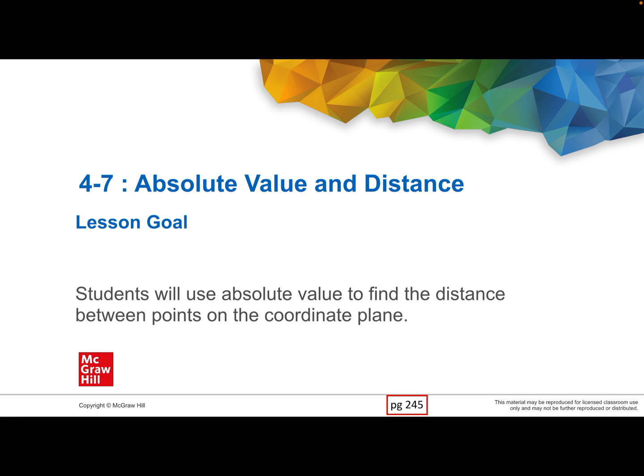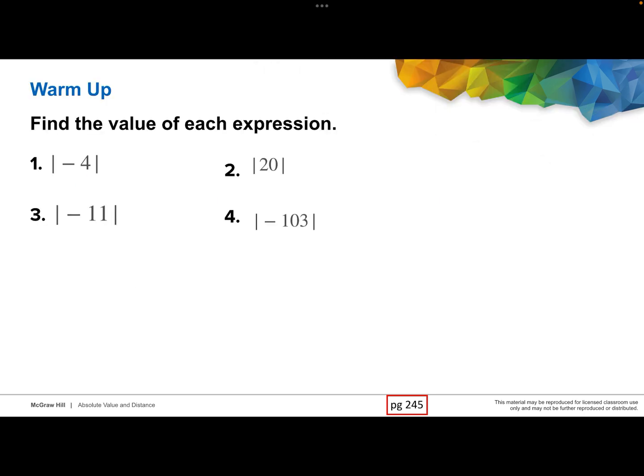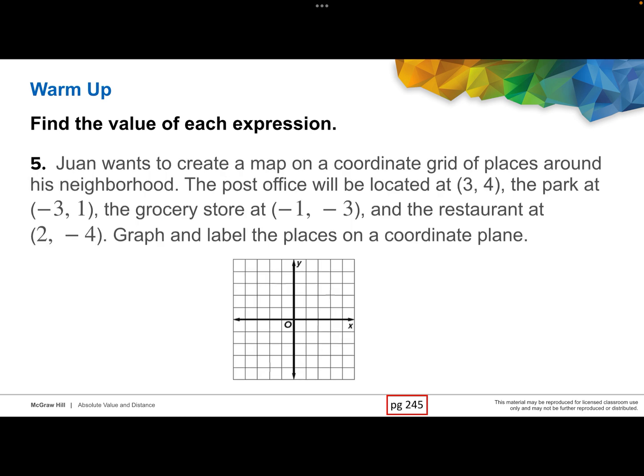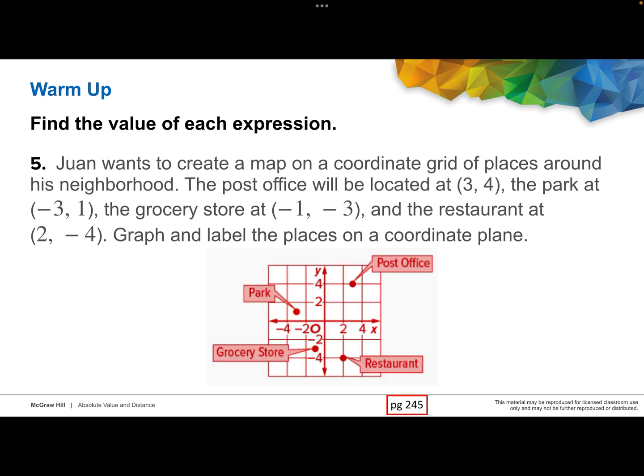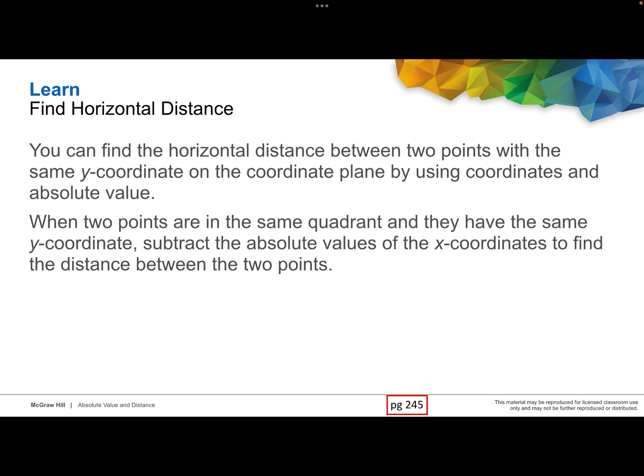So in this lesson, we're going to be using the absolute value to find the distance between 2 points on the coordinate plane. These practices are very important. They form the basis of what we'll be using in this lesson. Now we can find the horizontal distance between 2 points with the same y coordinate on the coordinate plane by using coordinates and absolute value.